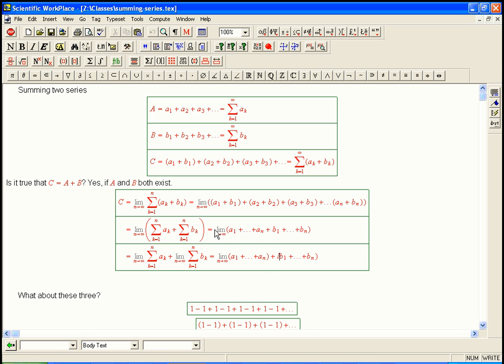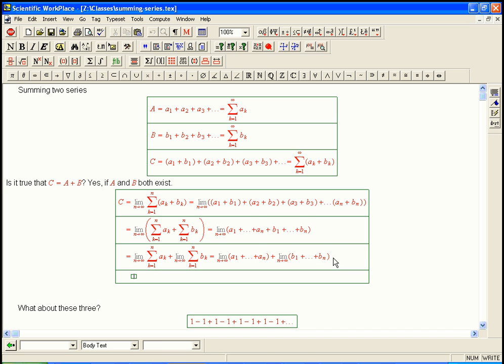Plus the limit as n goes to infinity of the sum of all this stuff. And those parentheses are horribly mismatched now. And that's good enough. So you've got the limit of a sum is the sum of the limits, and that's where we're assuming that these limits actually do exist, and that's just a plus b.